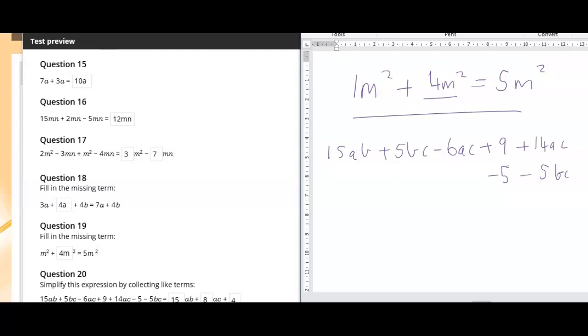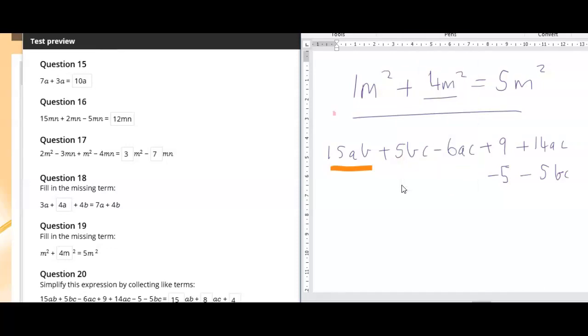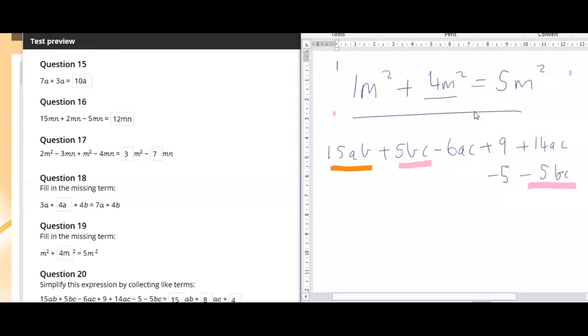Okay, so as we did before, we can underline our like terms. So here we've got AB. Anywhere I see AB again, I'm going to underline in orange. That was the only one. So let's do the next color. We've got BC, and we've got a minus 5BC here. Let's choose another color. So we've got minus 6AC here and 14AC here. And then lastly, we'll do in yellow our constant terms, so 9 and negative 5.